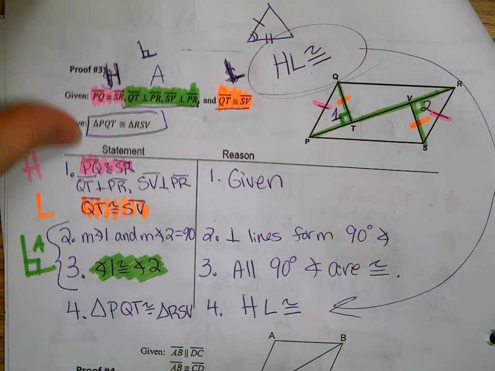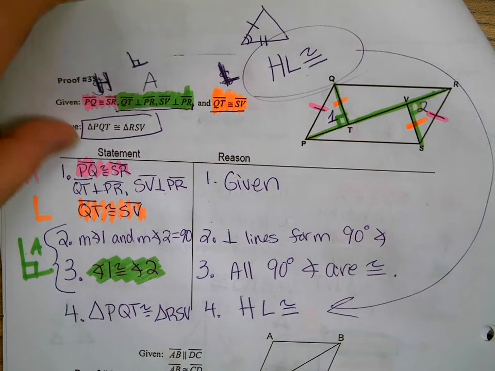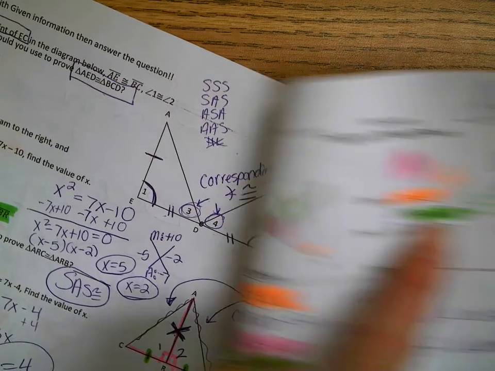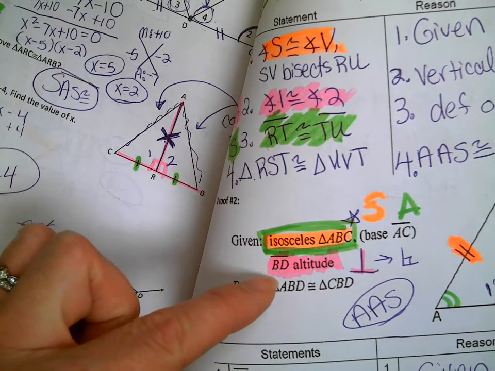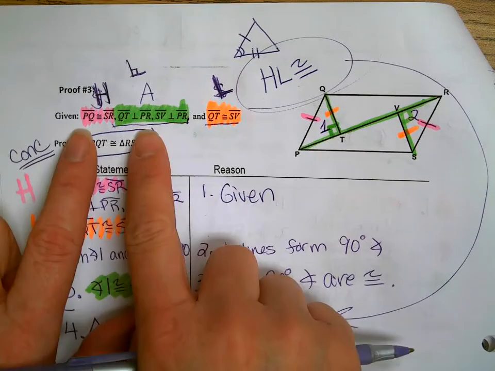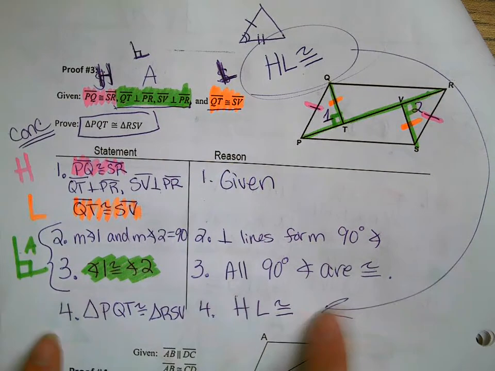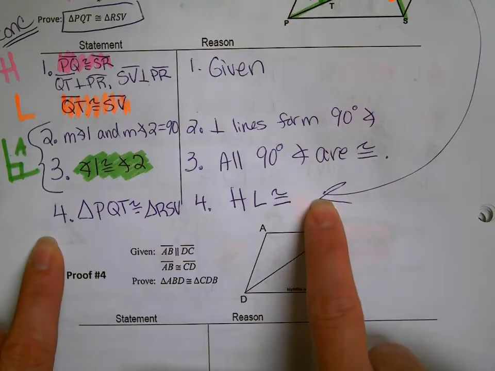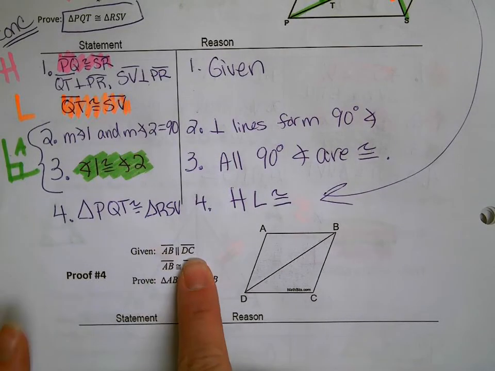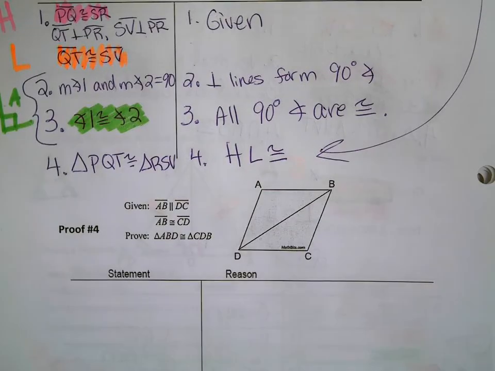Now each proof I'm kind of bringing in a little bit new information. All right. We had a proof over here with a bisector. We had a proof over here with the isosceles idea and the altitude idea. We have a proof here with perpendiculars again. All right. And we kind of put that together. Now we're going to have a little bit new information, these parallel lines.